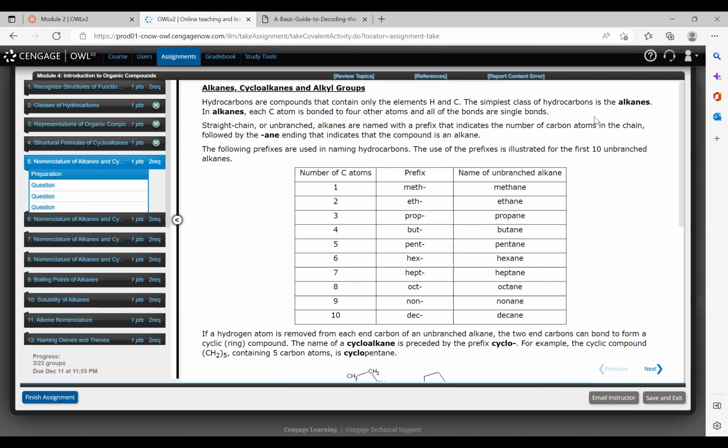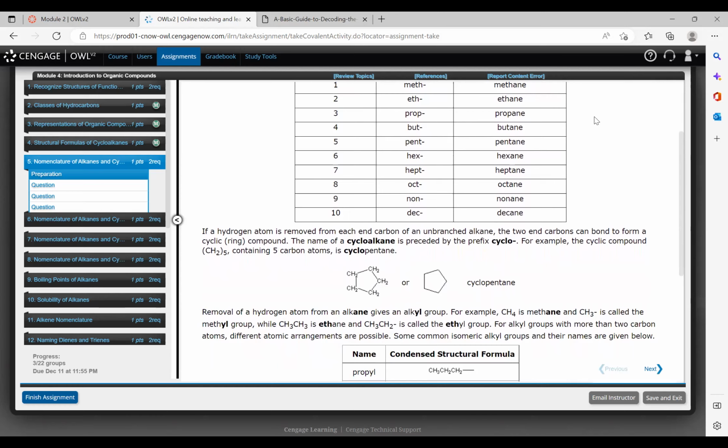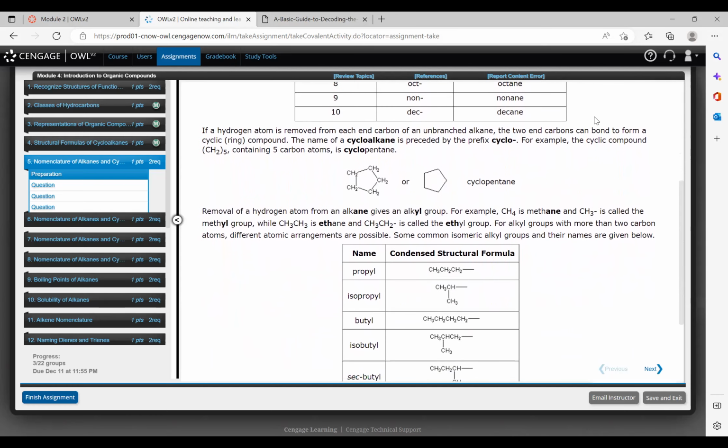If we were to have a double bond somewhere, we would name it with an ene at the end. And if we had a triple bond, we would name it with yne at the end. Now, if we happen to have a ring compound, we will name these with cyclo in front to show us and depict that we see a ring-like structure.